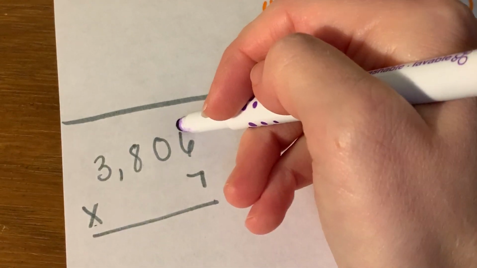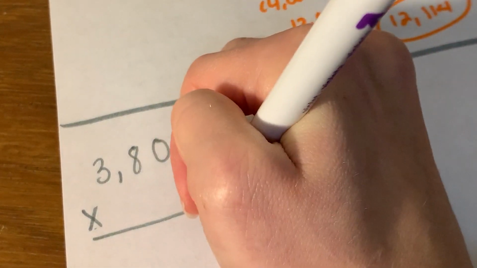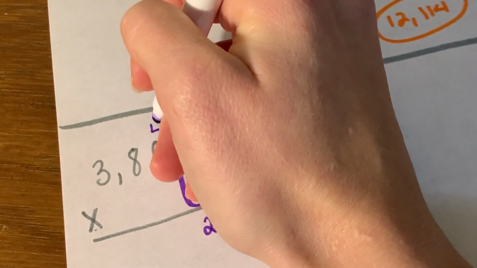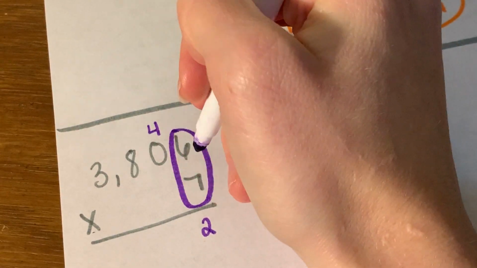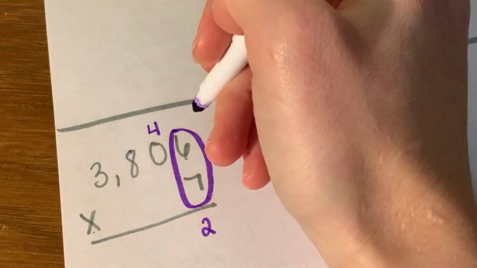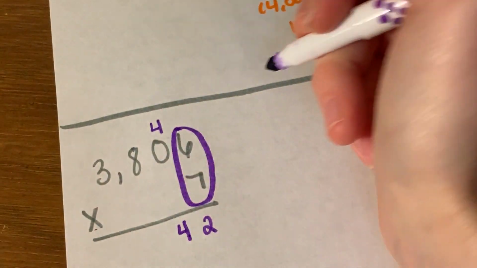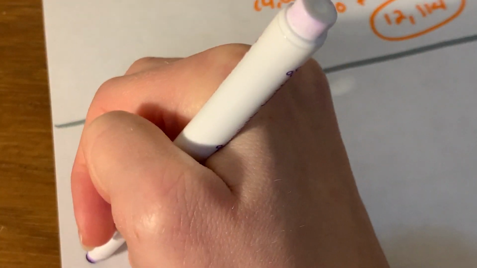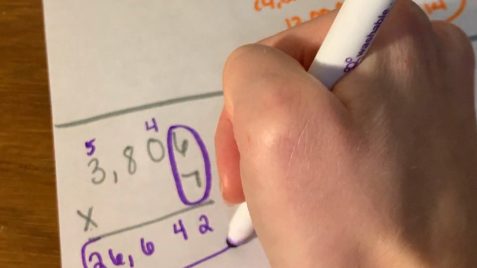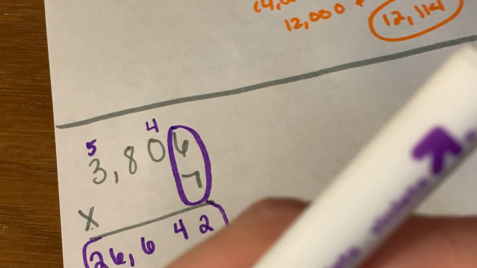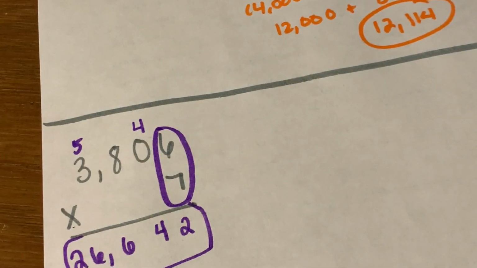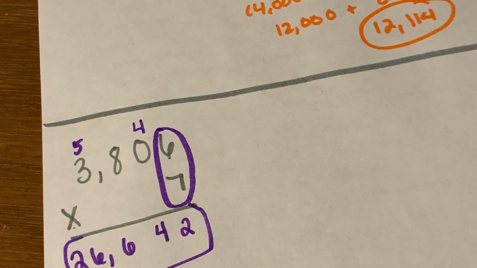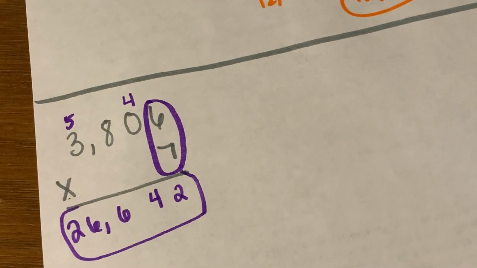All right, 6 times 7 is 42. Drop my 2, carry my 4. 7 times 0 gives me 0, plus 4 gives me 4. 8 times 7 is 56, carry my 5. 3 times 7 gives me 21, plus 5 more gives me 26. 26,642. So I just wanted to show you those special cases today. So when you have larger numbers multiplied by 1 and when you have those zeros, so that you are confident in approaching those.